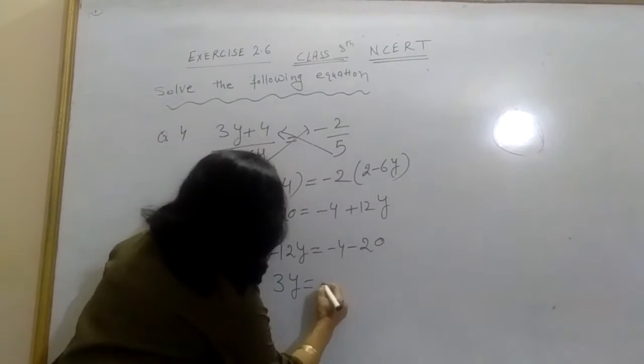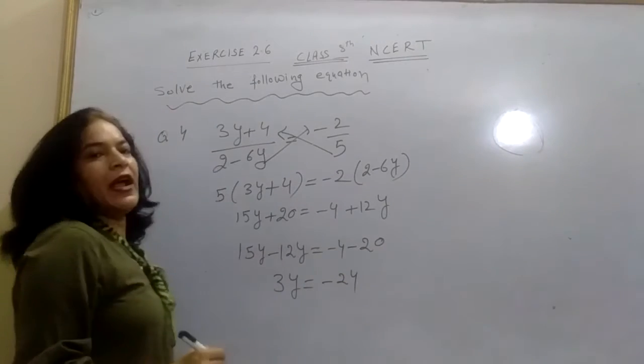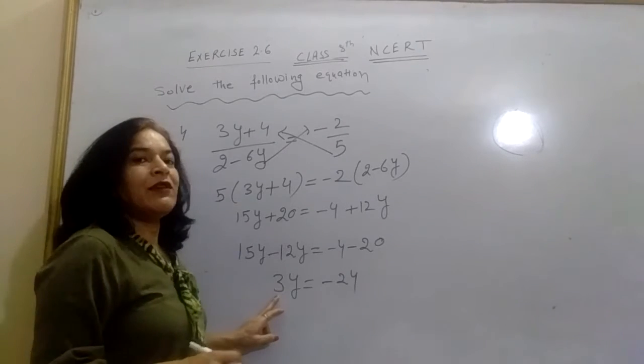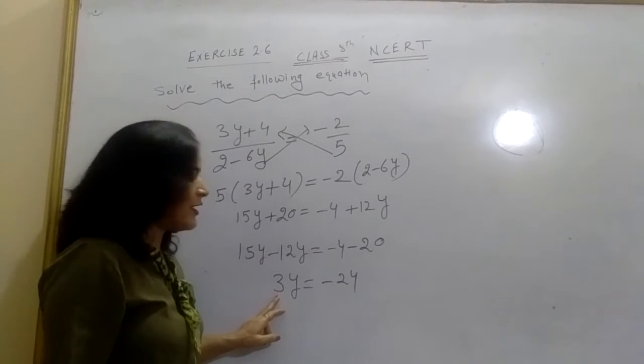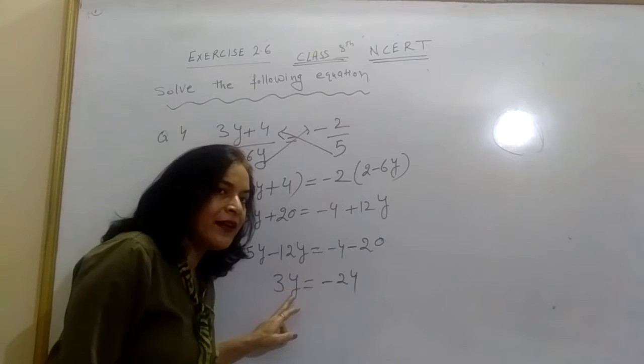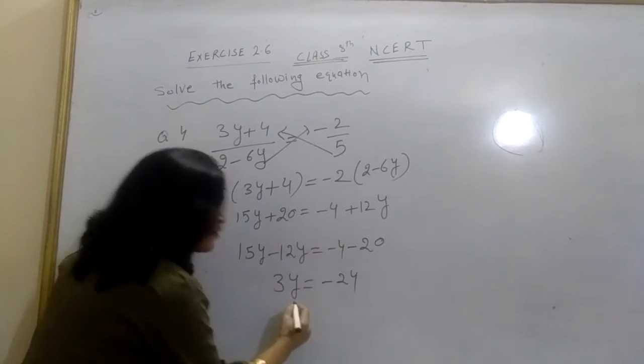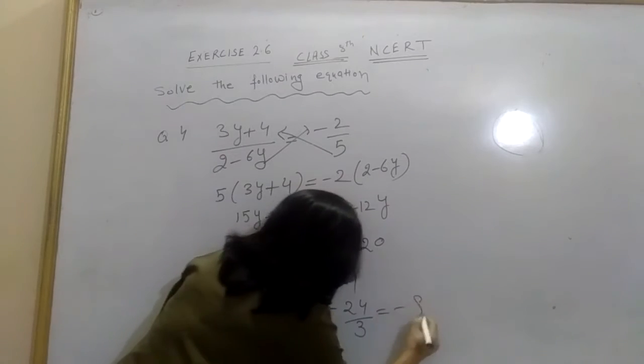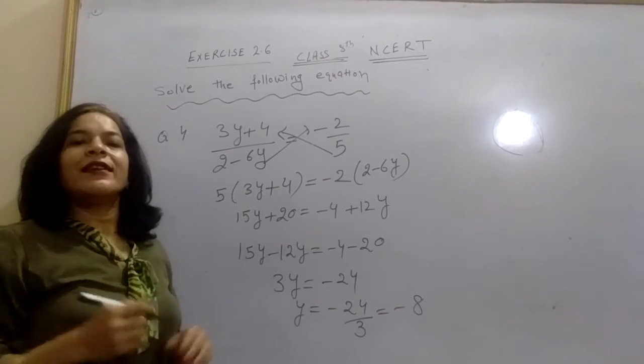Minus 24. And y, you know very well, tell me how this 3 will go to the other side? 3 is multiplying y, so on the other side, yes, it will divide minus 24. So y is equal to minus 24 upon 3, that is equal to minus 8.